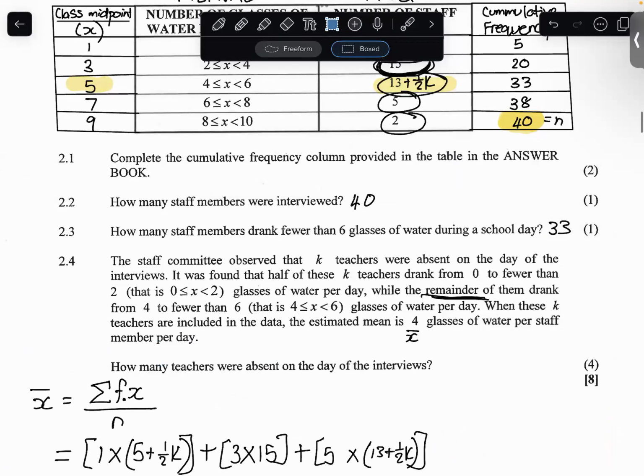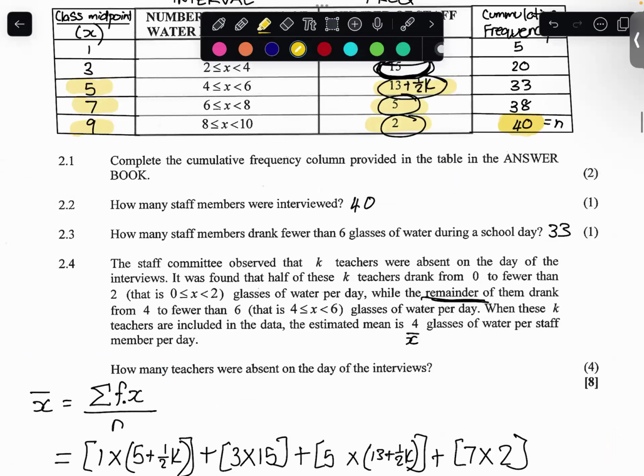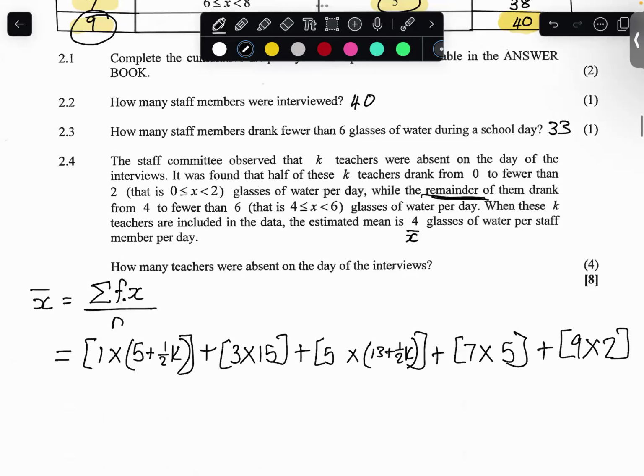Then the next one is 7 times 2. So it's plus 7 times 2. Next one is 9 times 2. Oh, sorry, this is 7 times 5. Sorry, I made a mistake there. This is a 5. Okay, there. And then the last one is 9 times 2. Now again, let me just pull your attention to what this actually means.